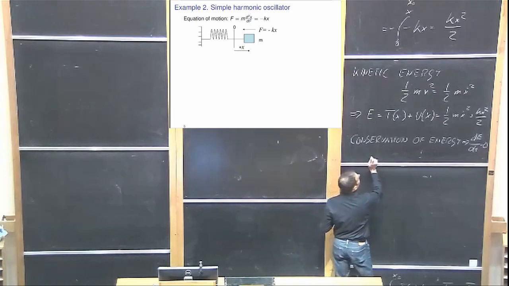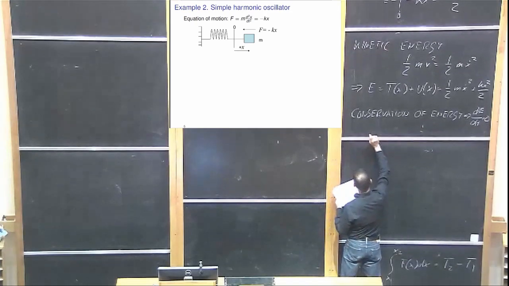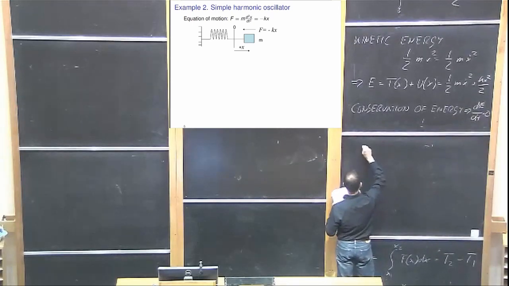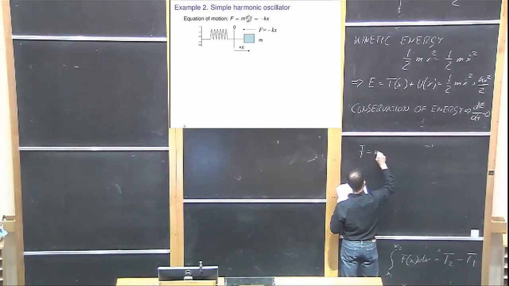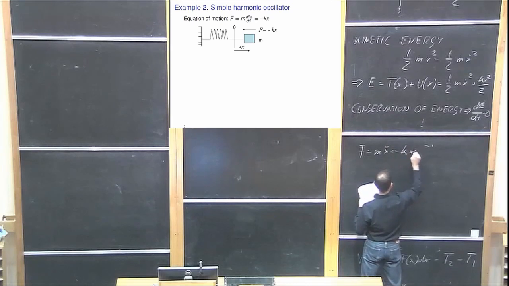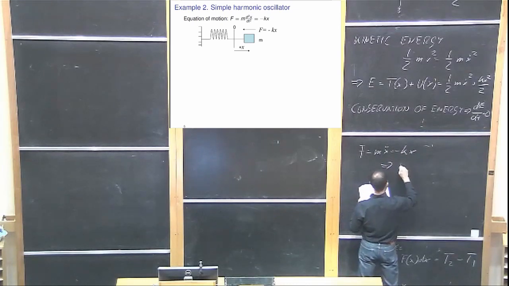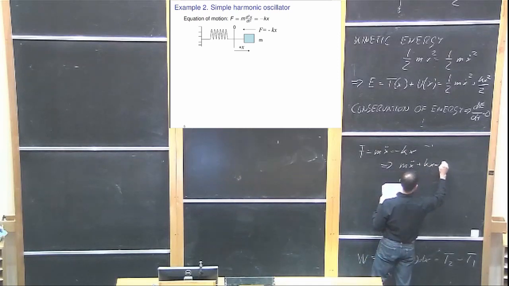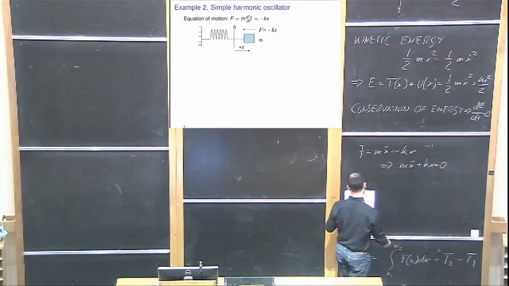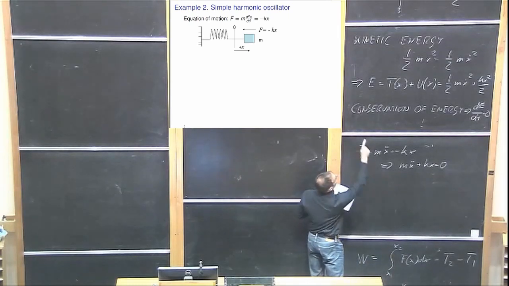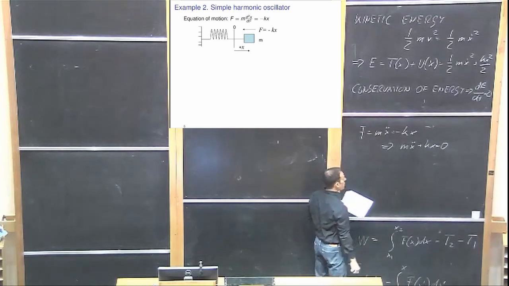Now, the equation of motion, which we had above, F equals m x double dot equals minus kx. I can rewrite that as m x double dot plus kx equals 0. That's basically the equation of motion.